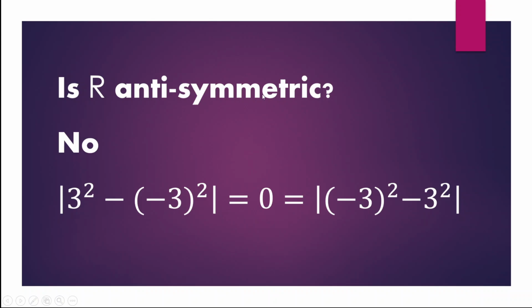What do you mean by antisymmetry? If a is related to b and b is related to a, they must be the same. But here you have two different numbers satisfying the relation both ways. Therefore, this is not antisymmetric. Though it is an equivalence relation, it is not antisymmetric.